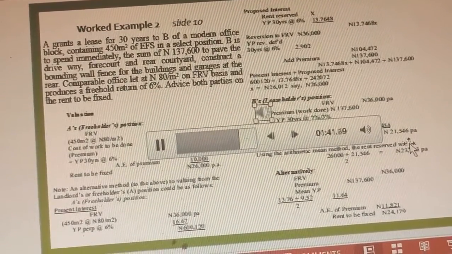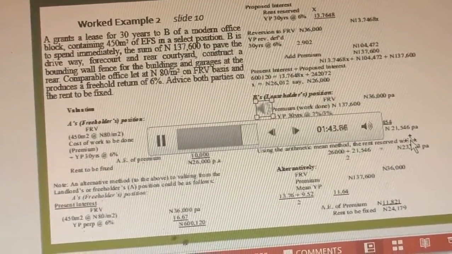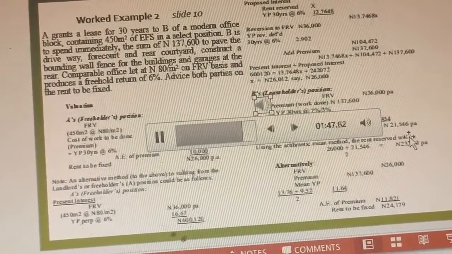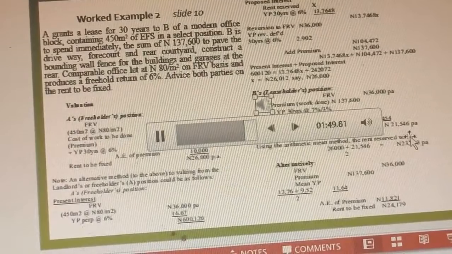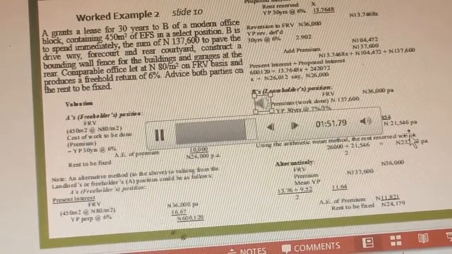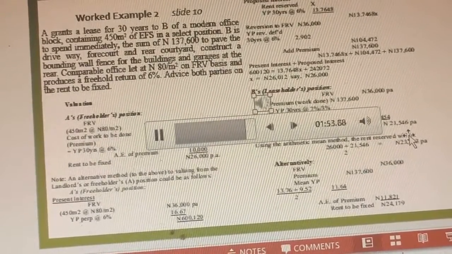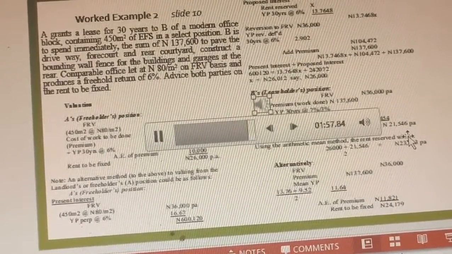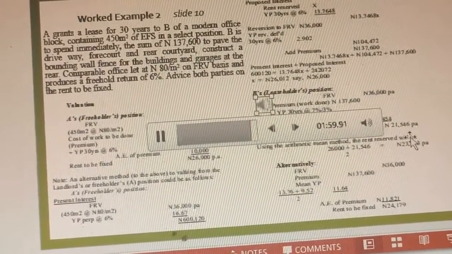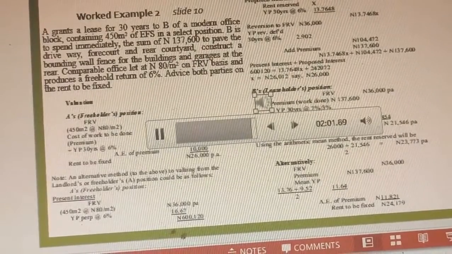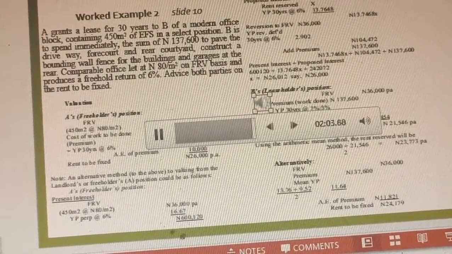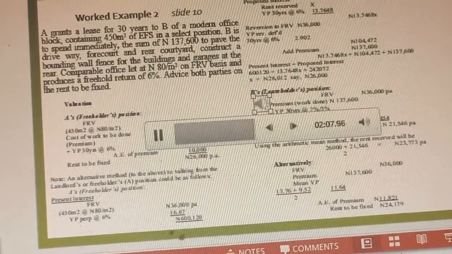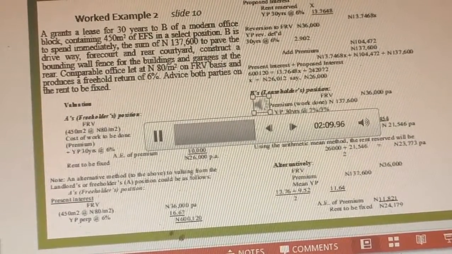The rent to be fixed is usually less than the market value, so that you can have a difference which we call the annual equivalent or the profit rent, or rent to be paid by the tenant. So take note of this principle and see how you can apply it to solve this problem. Thank you.